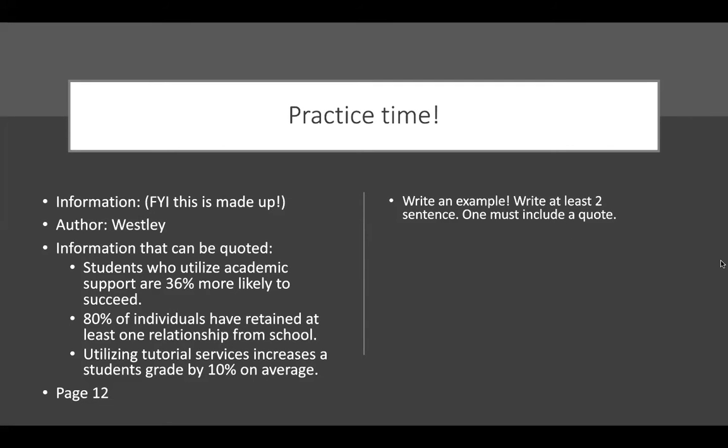So we are going to do a virtual practice here. I've given you an author, I've made up some information, so please don't ever cite this in a real academic article or paper. And I've given you a fake page number. Here I would love for you to take a few minutes to write at least 2 sentences. One of them must include a quote. Think about if you were using this for some sort of paper, how could you write something and then give a quote that flows with the information? This would be a great time for you to pause this video, practice, and then resume.